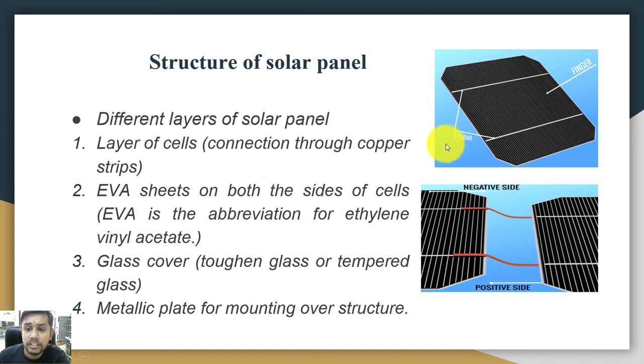The structure of a solar cell is like this. It is a thin layer of P and N type materials. The layers of cells are connected through copper strips, where the top portion is negative and the bottom portion is positive. So N and P layers are connected like this in series connection. We use EVA sheets on both sides of the cells, EVA being the abbreviation of ethylene vinyl acetate, to increase the amount of concentration. A glass cover is provided to avoid physical damage and increase transparency and cleanliness, so that more sunlight is concentrated on the surface of the solar cell. Metallic plates are used for mounting over the structure.